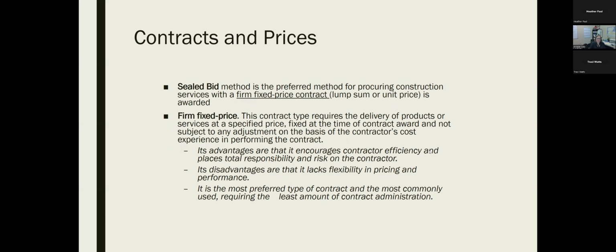The sealed bid method is the preferred method for procuring construction services where a firm fixed price, lump sum or unit price is awarded. The firm fixed price contract requires the delivery of products or services at a specified price at the time of the contract award, and is not subject to any adjustments on the basis of the contractor's cost experience in performing the contract. Right now we know there's a lot of flexibility, if you will, with a lot of prices in construction. If the contractor says he can deliver the red widgets for $100,000, but when he goes to order them, they're $105,000, because of your contract, he's locked into that $100,000. So it lacks flexibility for them, but it's good for you, the grantee.